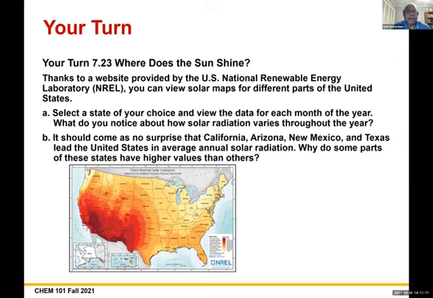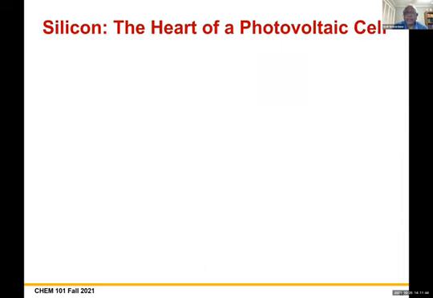It shouldn't be surprising that California, Arizona, New Mexico, and Texas lead these states in average annual solar radiation. They in fact receive more solar radiation. Why do some states have higher values than others? Like I said, the precipitation is lower, there is less cloud cover, and higher elevation. That's what I can think of. There may be other issues.